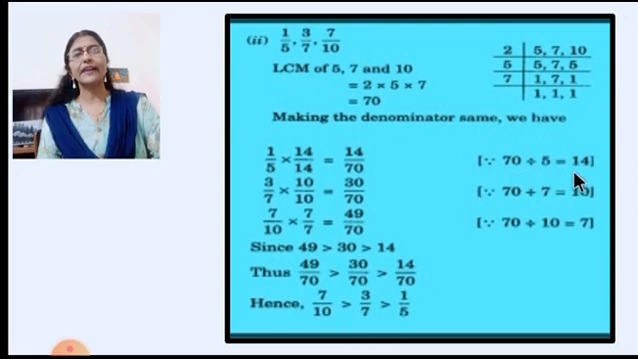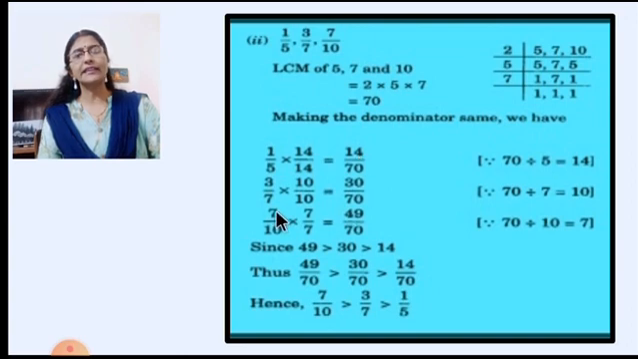70 divided by 5, you will get 14. So you are going to multiply here 5 by 14 so that we get denominator 70. Same thing we'll do for the numerator also. So 1 into 14 is 14 upon 70.